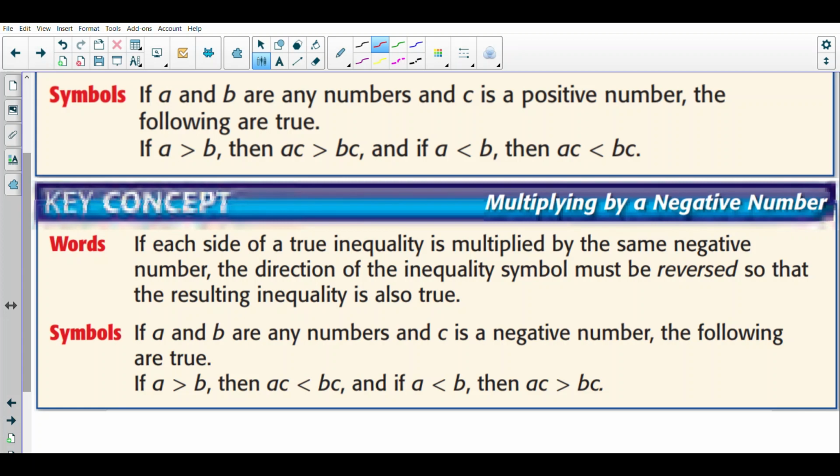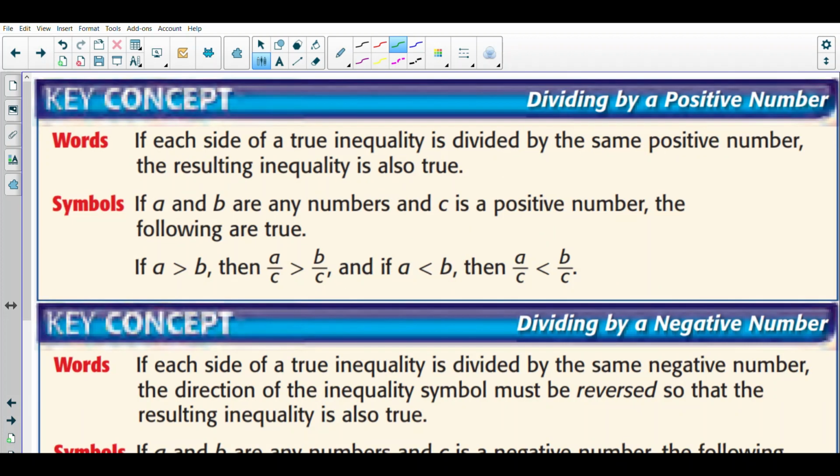So notice that last statement: if A is greater than B, then AC is less than BC, and if A is less than B, then AC is greater than BC. That's if C is a negative number. So the symbol switches when you multiply or divide by a negative number.